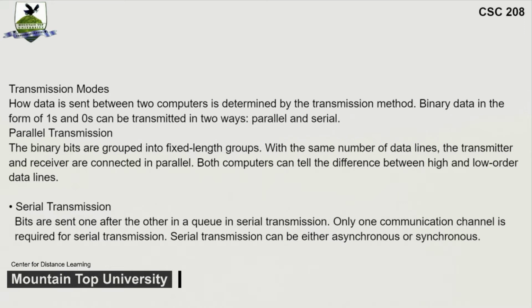Serial transmission. Bits are sent one after the other in a queue in serial transmission. Only one communication channel is required for serial transmission. Serial transmission can be either asynchronous or synchronous.